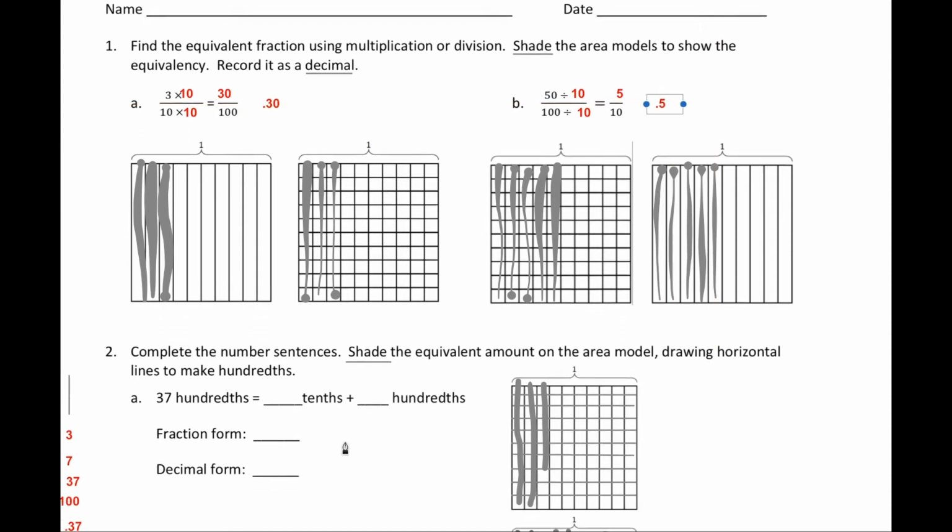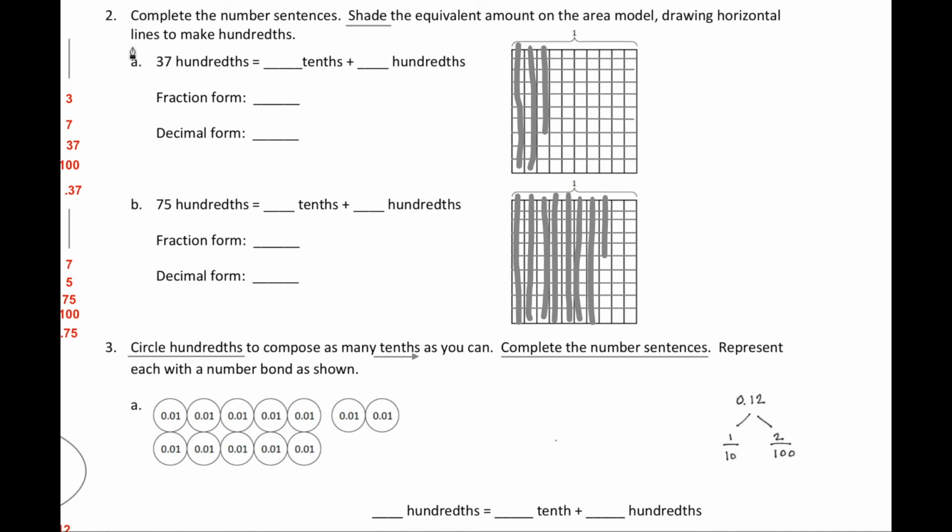Now let's move on to number 2. Complete the number sentences. Shade the equivalent amount on the area model, drawing horizontal lines to make hundredths. So I already did this. You just basically write or draw lines to make a total of 100, okay? And it says, let's complete the number sentences first, okay?